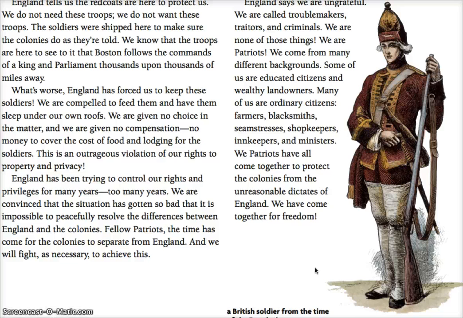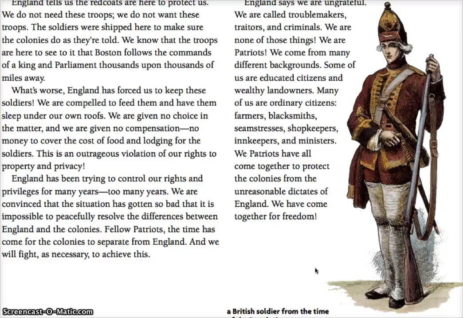What's worse, England has forced us to keep these soldiers. We are compelled to feed them and have them sleep under our own roofs. We are given no choice in the matter, and we are given no compensation, no money to cover the cost of the food and lodging for the soldiers. This is an outrageous violation of our rights to property and privacy.